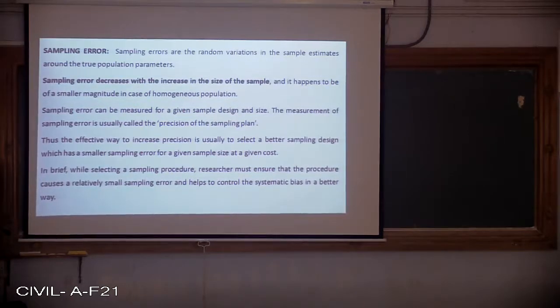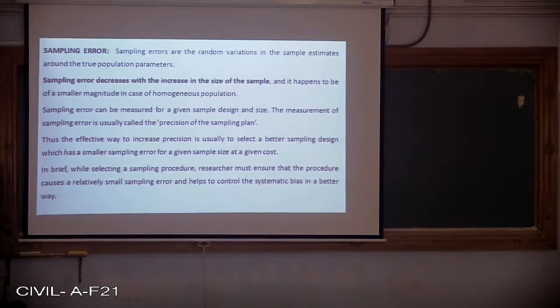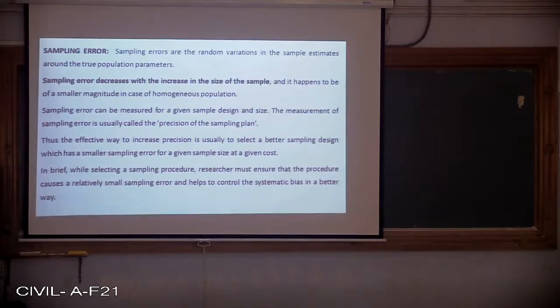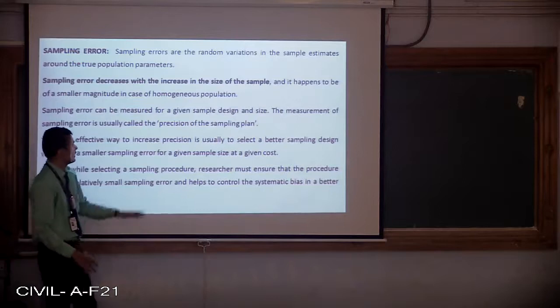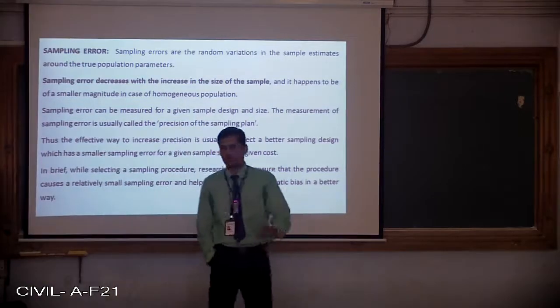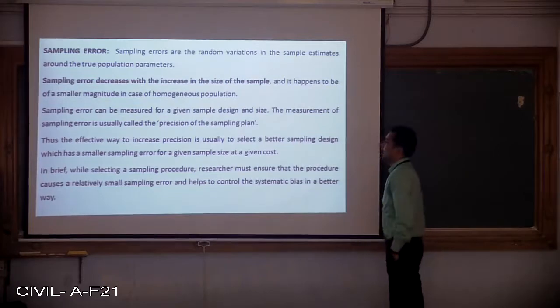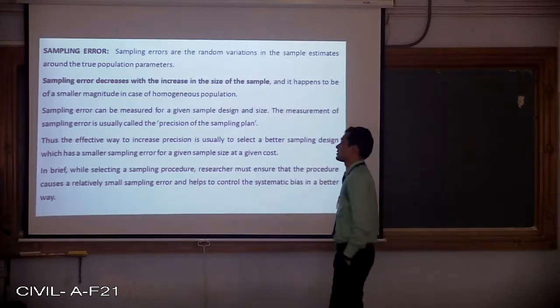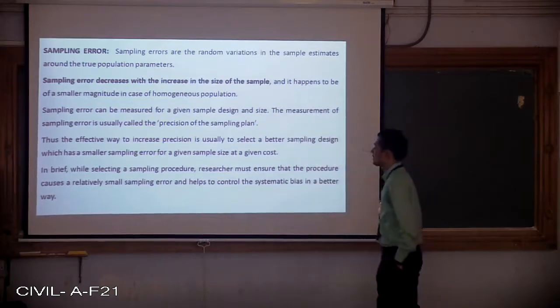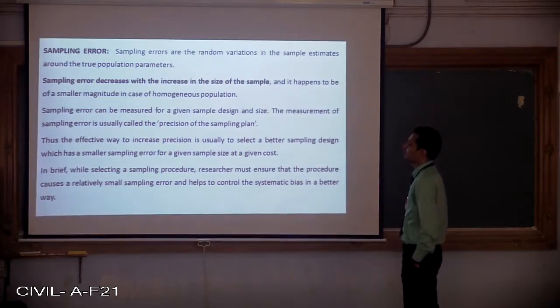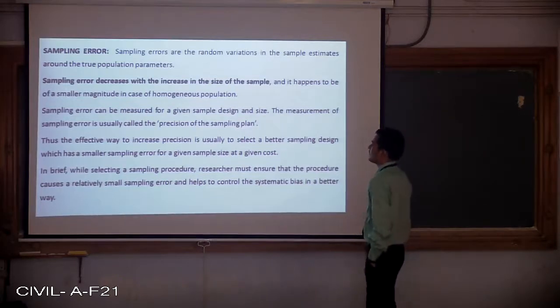Next comes sampling error. Sampling errors are random variations in the sample estimates around true population parameters. Sampling error decreases with increase in the size of the sample. So it doesn't mean that you go on increasing the size and your error will reduce; that is also not the case. It depends upon the size of the sample, and it happens to be of smaller magnitude in the case of a homogeneous population. Sampling error can be measured from a given sample design and size.